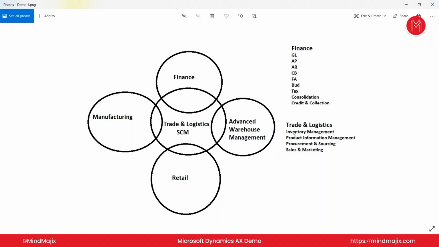In trade and logistics, we have inventory management, product information management, procurement and sourcing, and sales and marketing. These are the four modules used in trade and logistics. They are also called supply chain management.